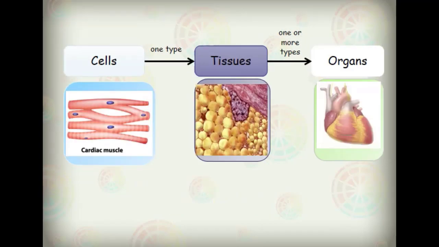Look at here. Cells. The first picture is representing cardiac cells that are present in your heart. These cells, same type of cells, they combine to form tissues. These tissues, one or different types, they combine to form the organ. In this example it is the heart.